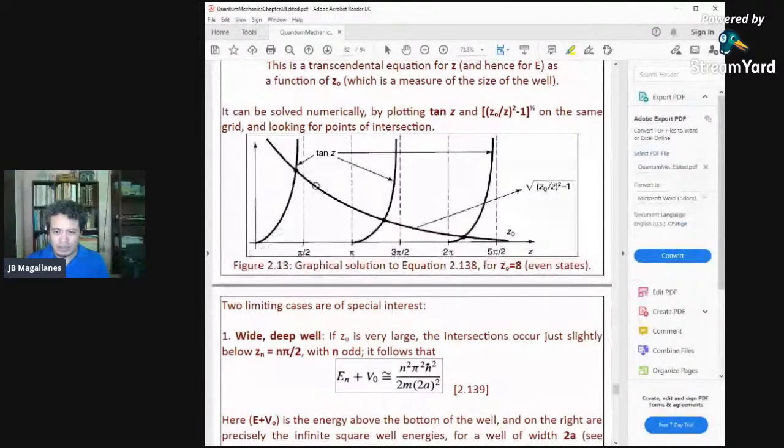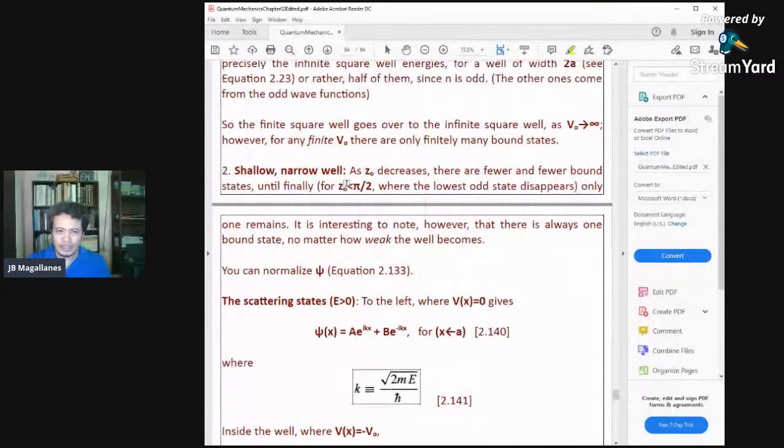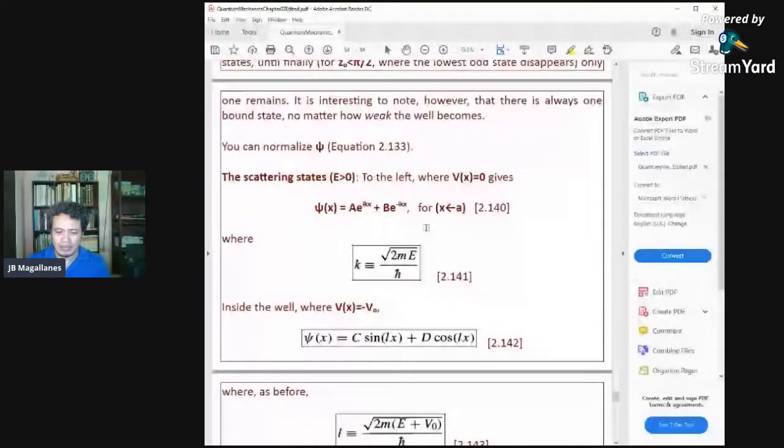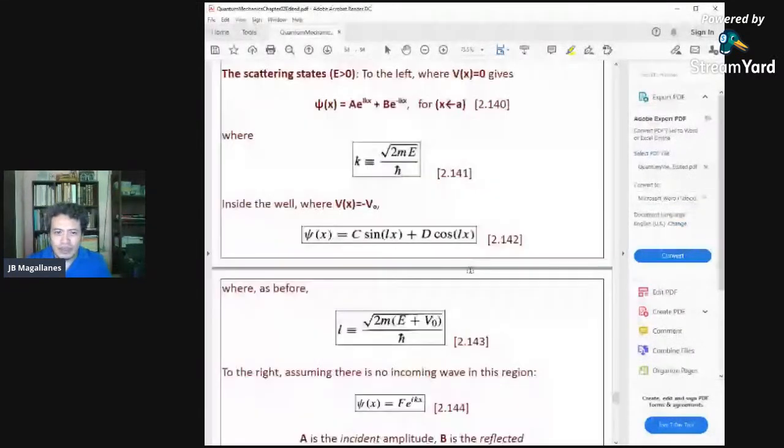So if you compress this, or if you stretch this, this will be almost a straight line, and this will be almost a straight line too. It will go that way. So anyway, that's a special case. But there's always one bound state for that. There's always an intersection for that case.